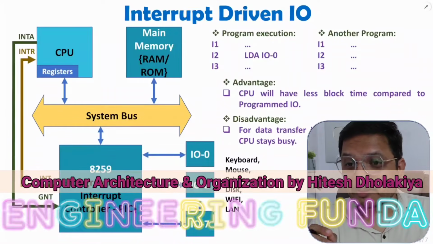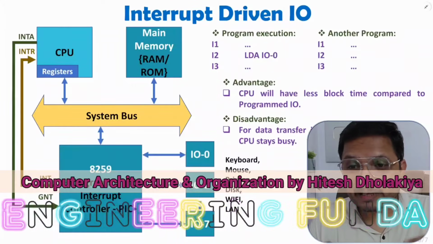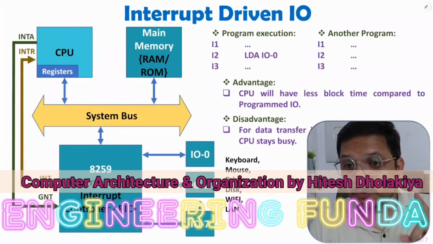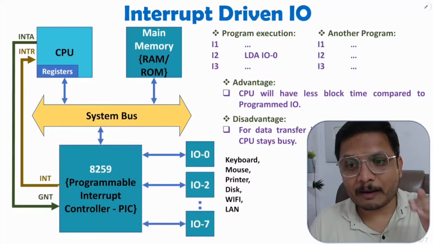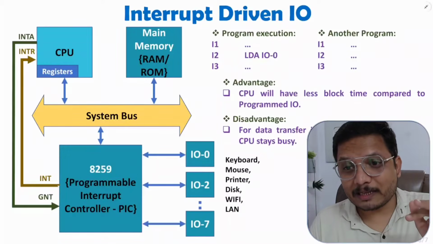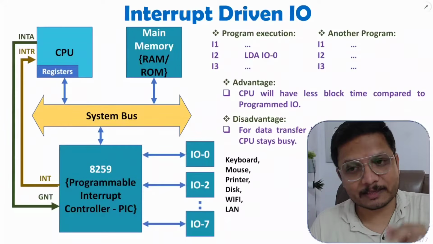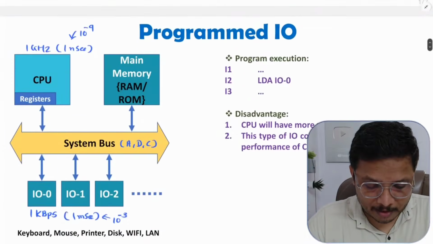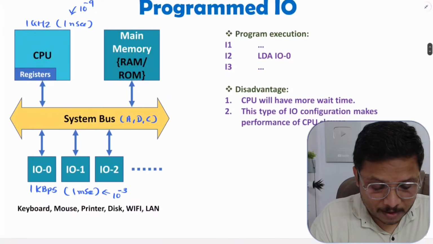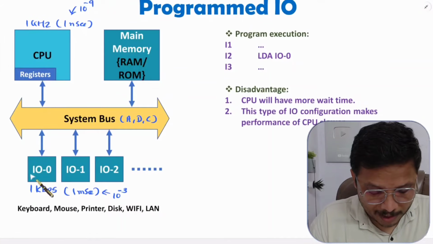In this video, I am going to explain interrupt driven IO. In my previous video, I explained programmed IO, and in that we saw there was too much idle time for the CPU. As I explained in my previous video, the CPU is way faster compared to IO devices.